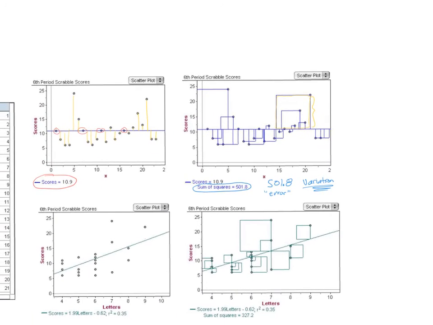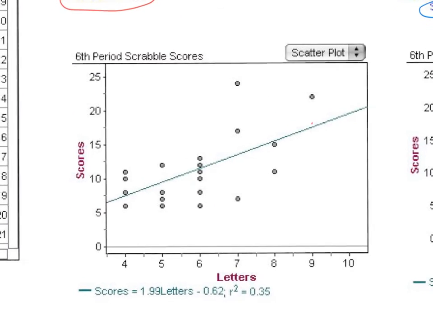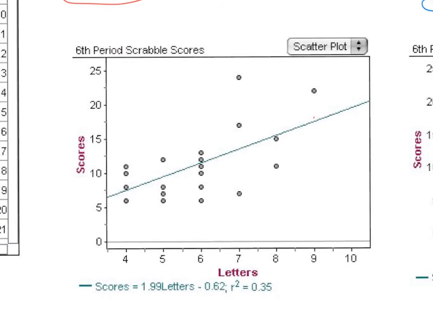Now, let's say I want to use the letters in your name to try to make a better prediction of your Scrabble score. So now this graph, in the bottom left, is using the letters in your first name as the X variable and your Scrabble scores as the Y variable, okay? And then I put in the regression line.